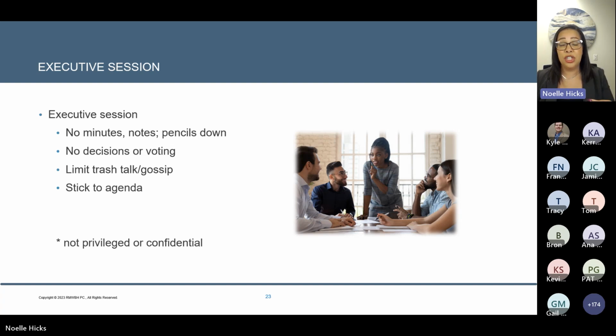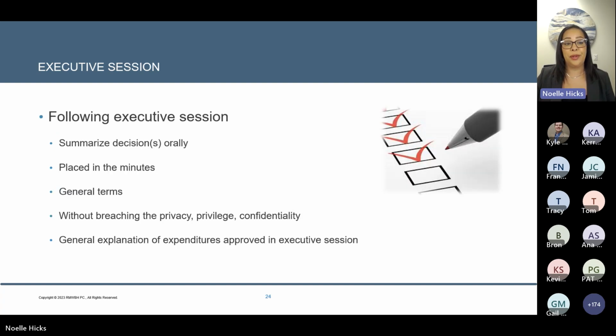So there is going to be a general agenda for the items to be discussed during the executive session. So stick to the agenda. Now, I'm going to say this again in a few minutes, but keep in mind that things discussed during executive session are not privileged or confidential the way that you would think things are, like attorney-client confidential, or there's some sort of attorney-client privilege. So that's part of the reason why we recommend that notes are not taken, minutes are not taken, or anything like that, because it's really just meant for a private discussion to happen amongst the board members and perhaps the board's representative, the community manager.